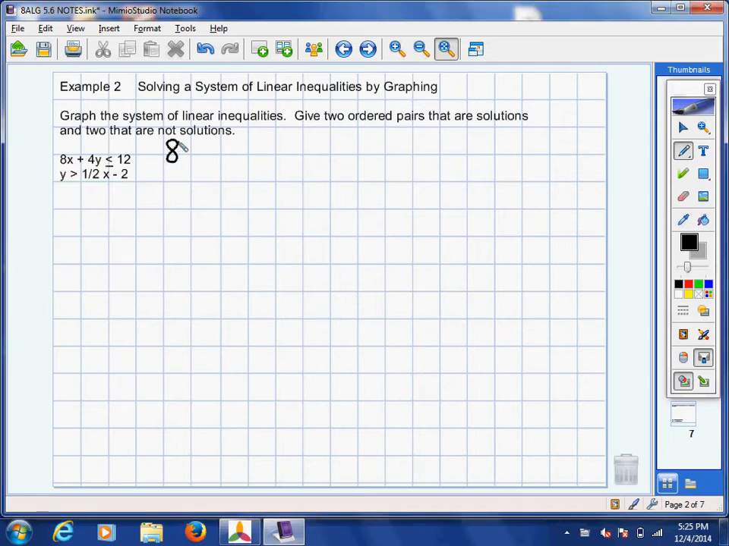We've got 8x plus 4y is less than or equal to 12. Now that's standard form. In order for me to graph that, I am going to do the cover-up method and find my x-intercept and my y-intercept. So I'm going to cover up the 4y. And I've got 8x is equal to 12, and then divide each side by 8.